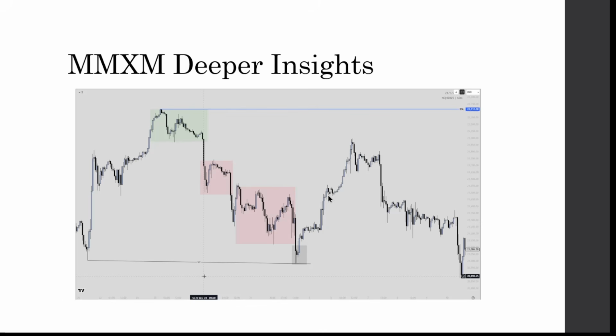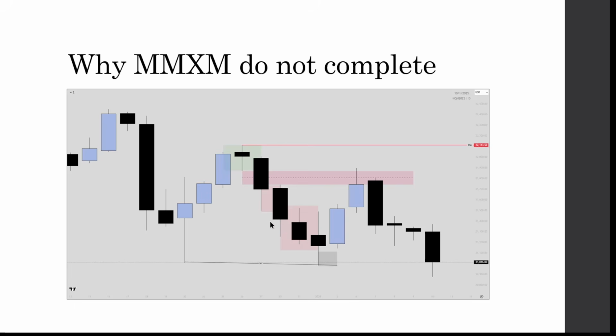But notice something. Price does not reach all the way to the original consolidation. And we're going to teach you when you can anticipate that and trade accordingly to know when to flip your bias, not expecting price to reach all the way to the original consolidation, which would have initially been your draw on liquidity.